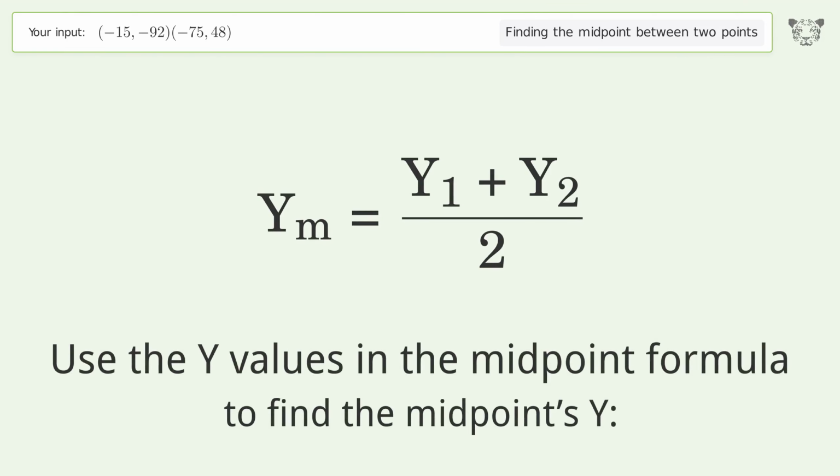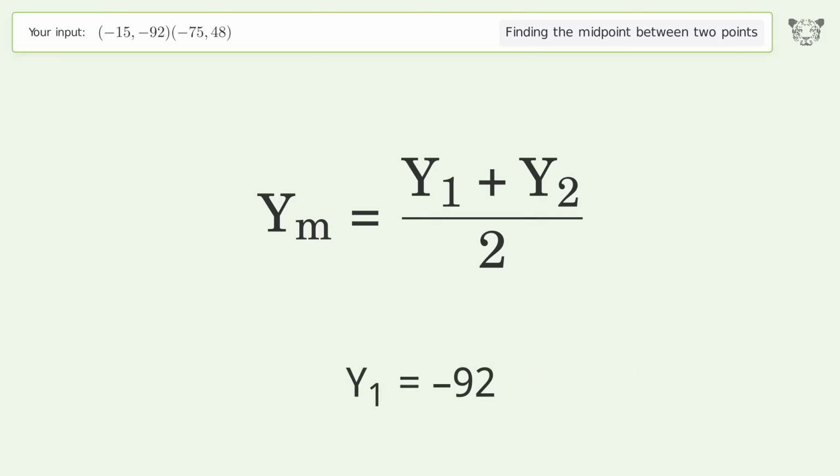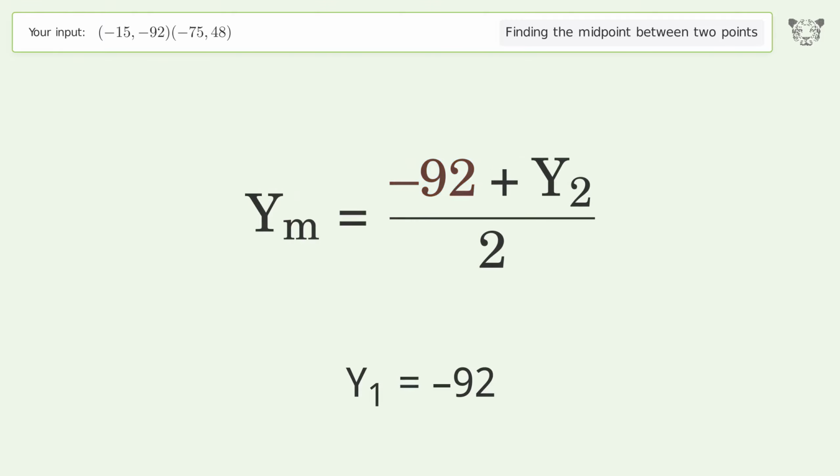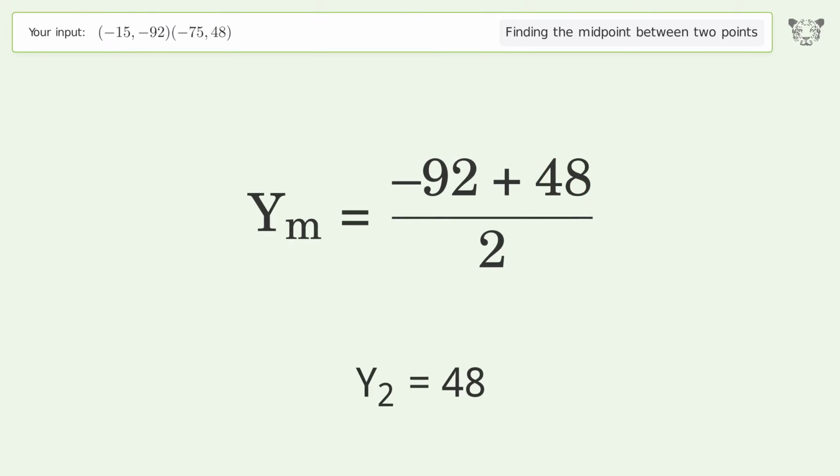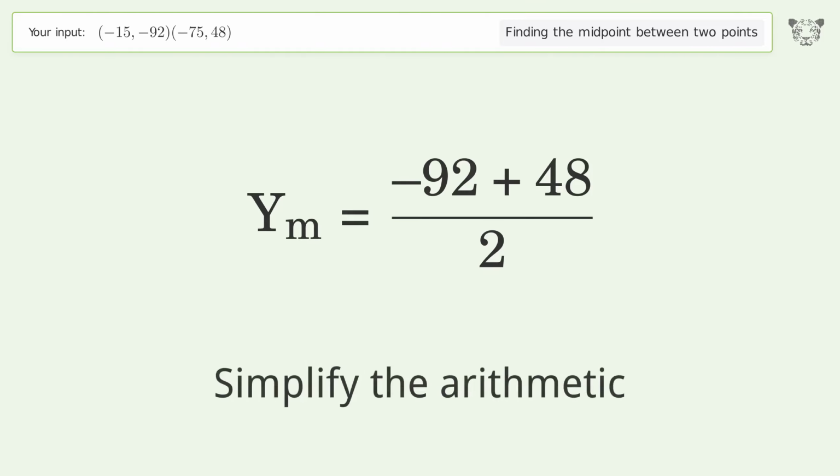Use the y values in the midpoint formula to find the midpoints y. y1 equals -92. y2 equals 48. Simplify the arithmetic.